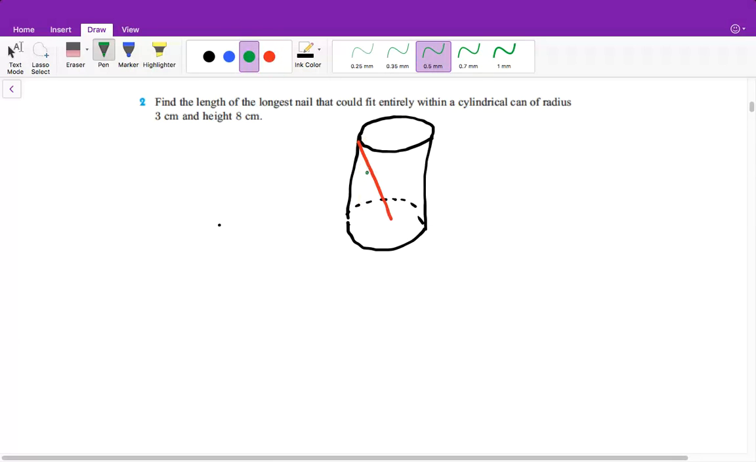So we have a red nail there, then a green nail here, a blue nail here, and then a black nail here. The longest will be the black nail, because as we said, the height wouldn't change, so the leg will be the longest for the black nail. So when we place this nail in here, to get the longest nail possible, it will go from one edge of the can all the way down to the other.